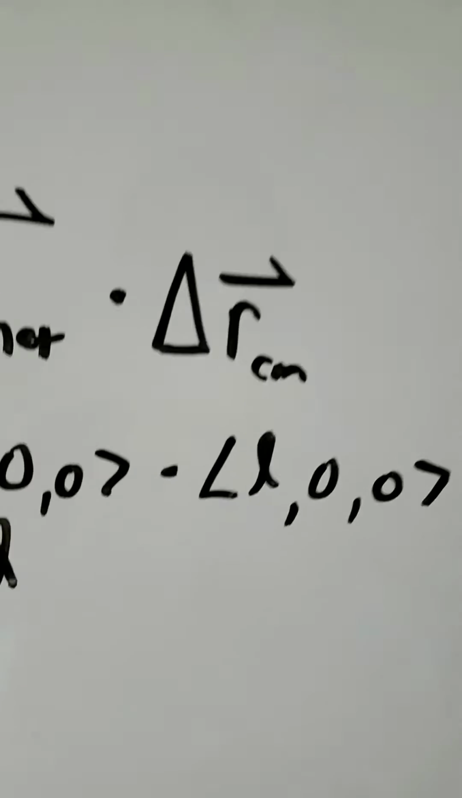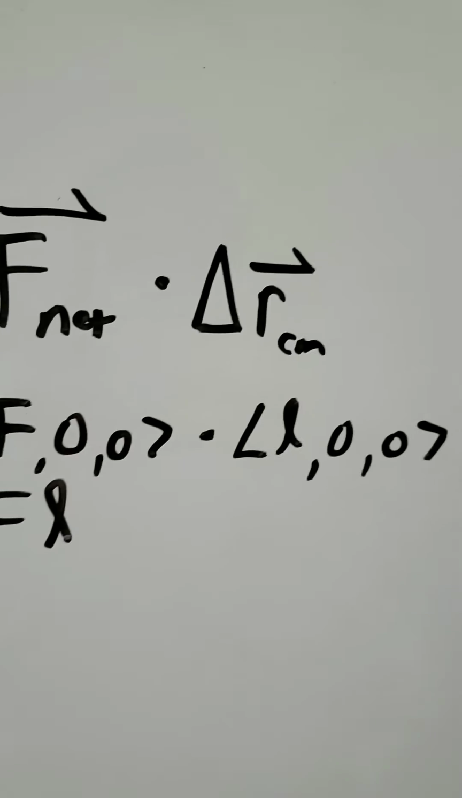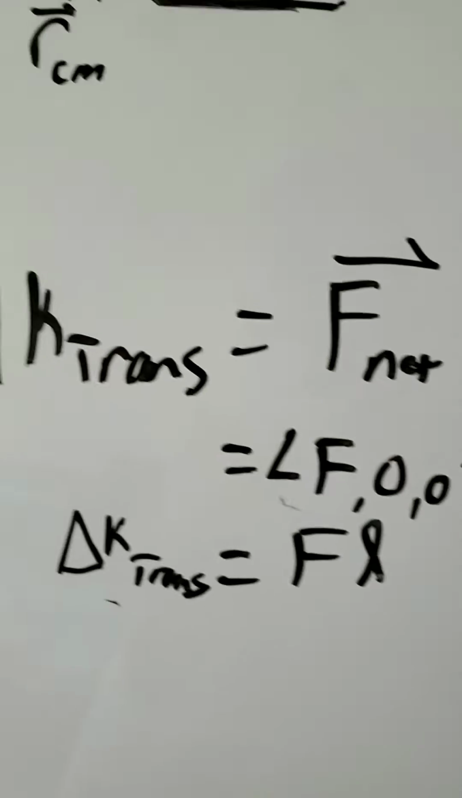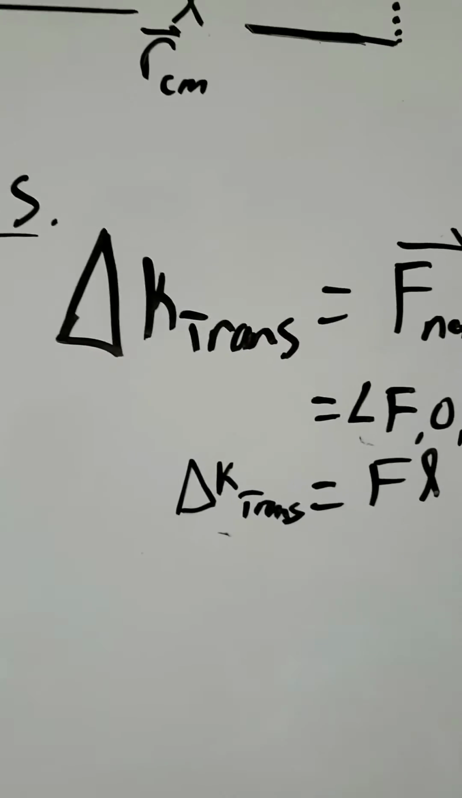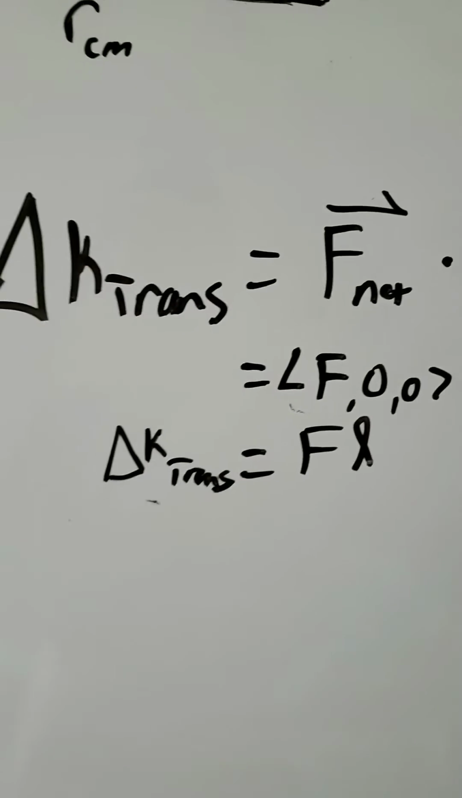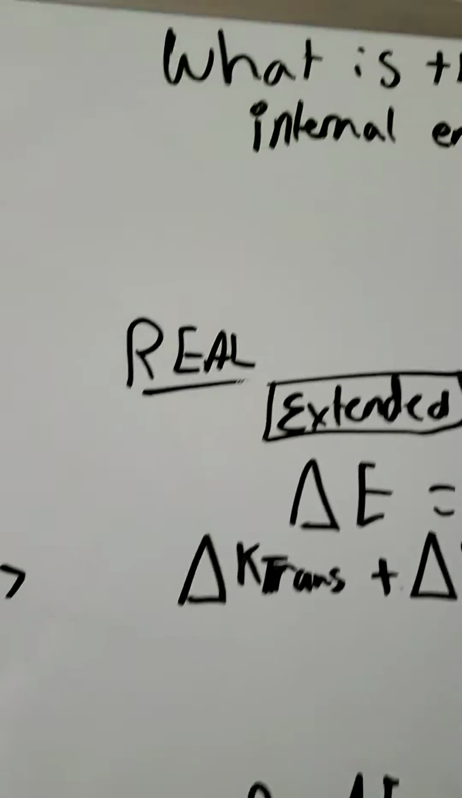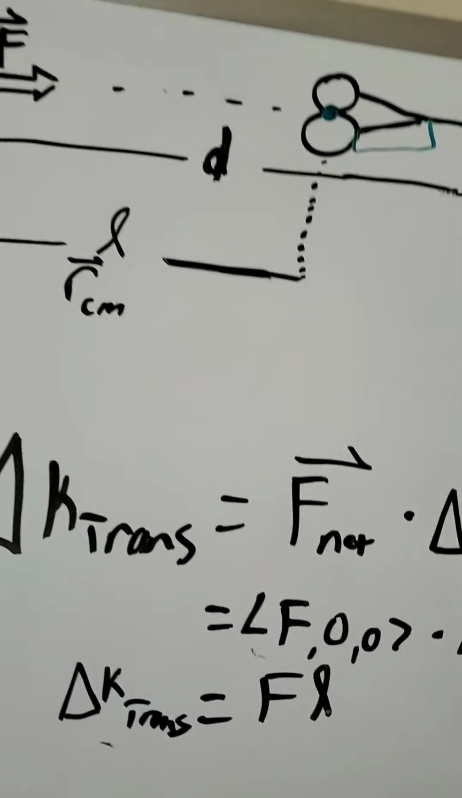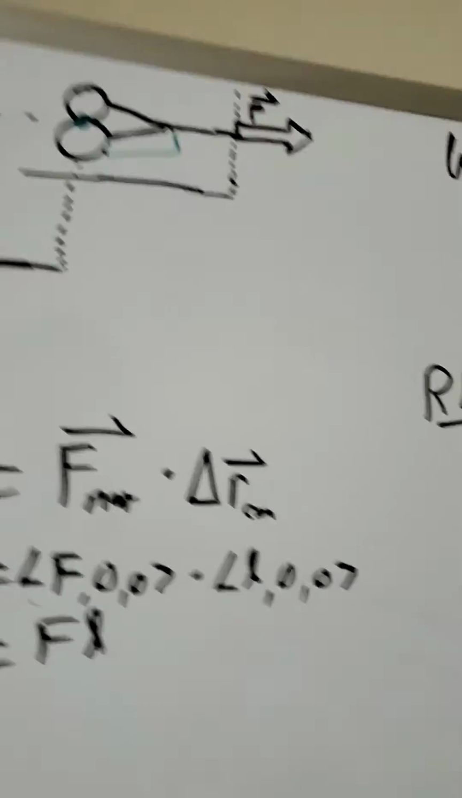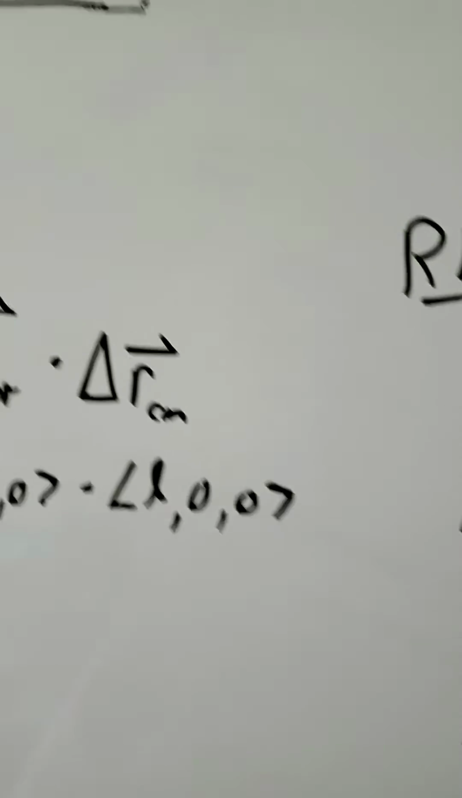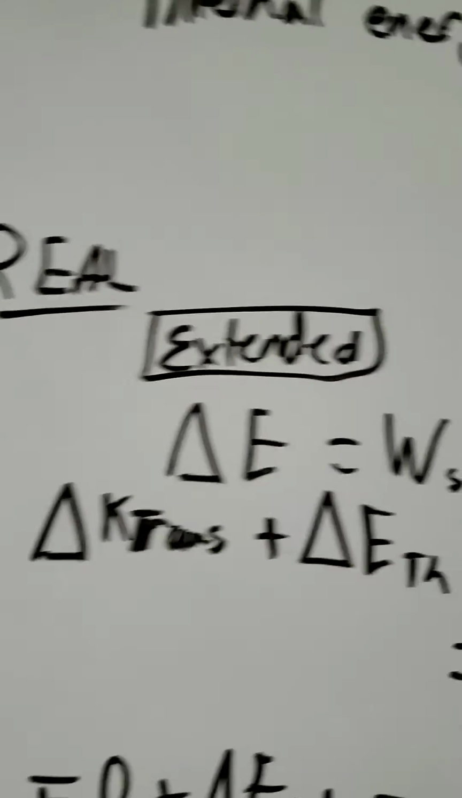There is nothing moving in the Y nor the Z direction, so if you wanted, you could just write it as F of L. Alright, so our change in translational kinetic energy is just F of L. Now to move to our extended system, I considered it the real system, because it will have the translational kinetic energy, plus the internal energy, which is thermal energy. So it's not a point particle, because it has more than one.